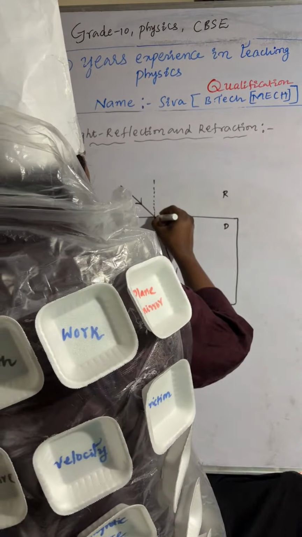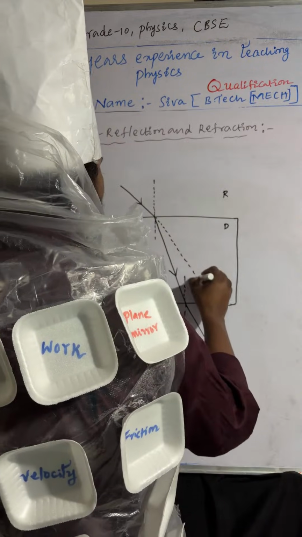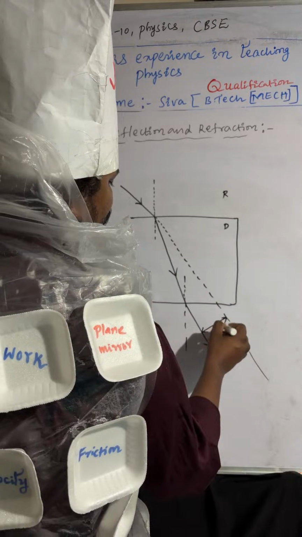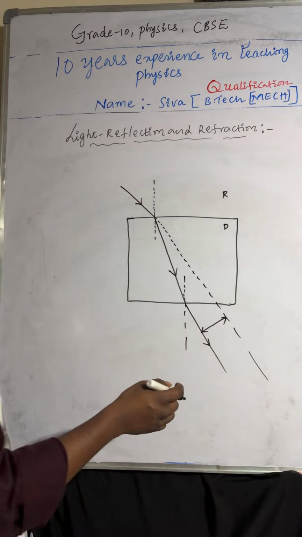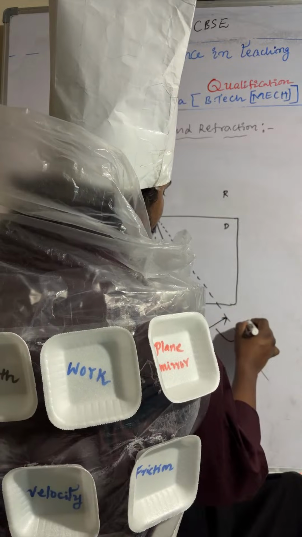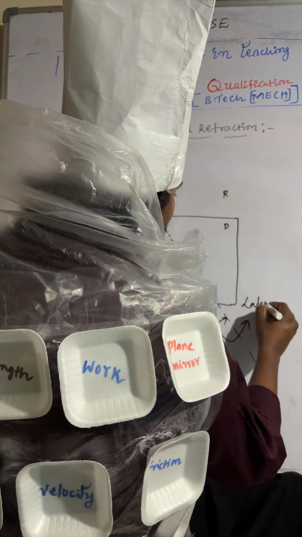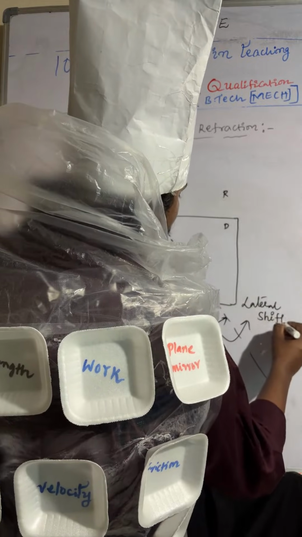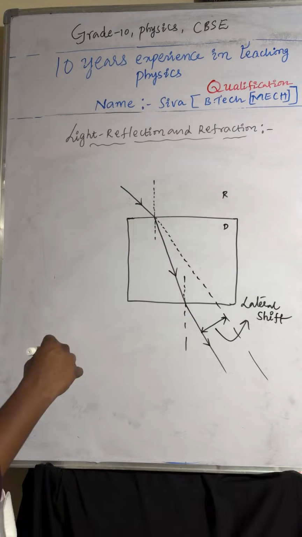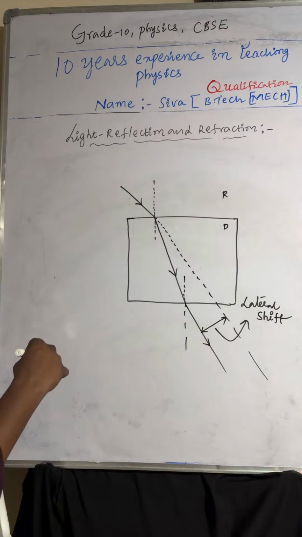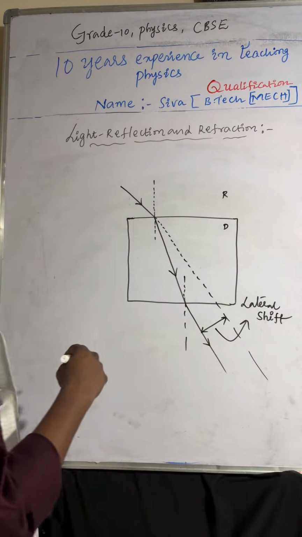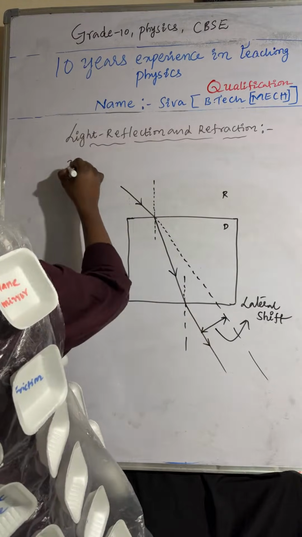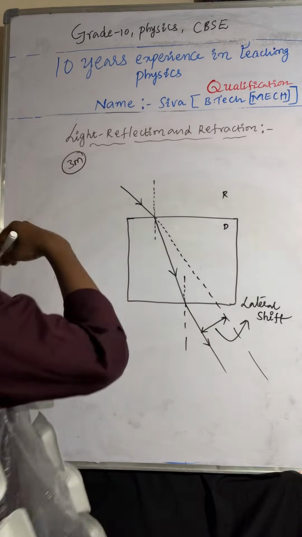So if you extend this light ray, the distance between the emergent ray and the initial direction of the incident ray is called lateral shift. Lateral shift. Understood or not? The distance between the emergent ray and the extended incident ray, or initial direction of the incident ray, is called lateral shift. This diagram they will give for 3 marks. So it is a very important question.